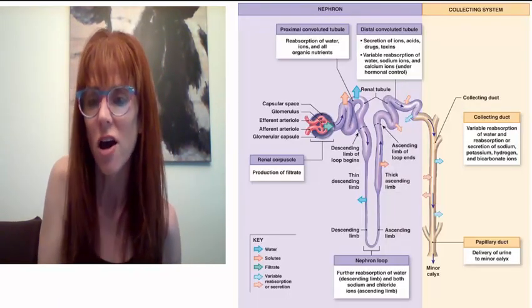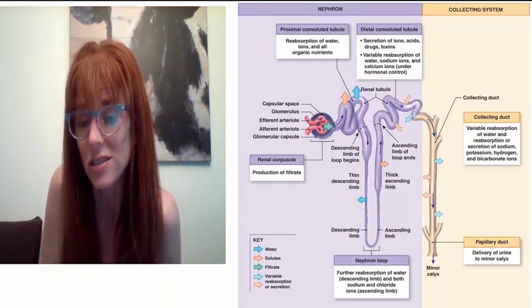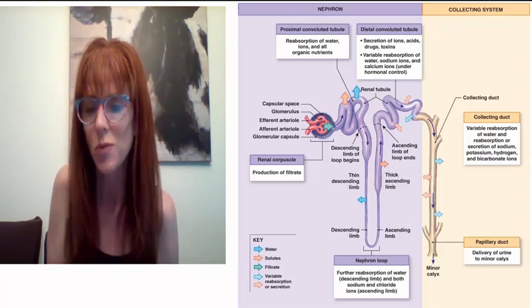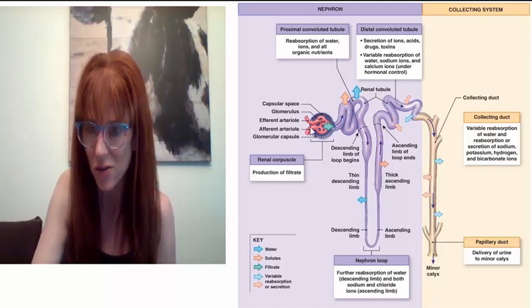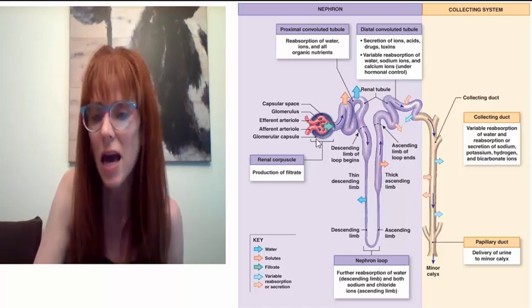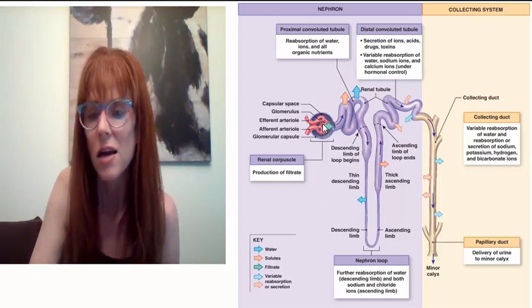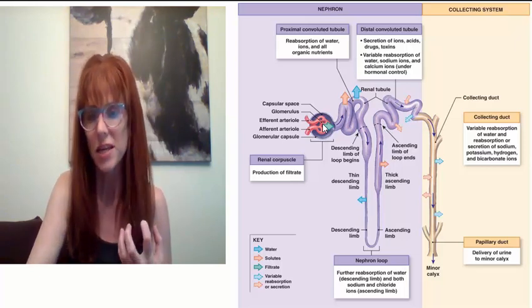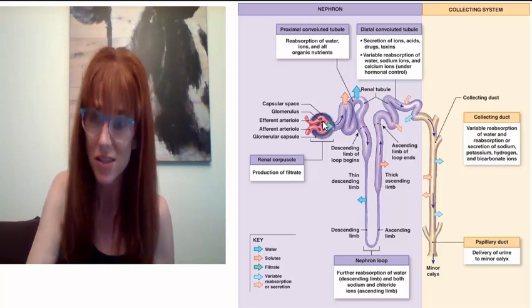Now, I mentioned the nephron was the functional unit of the kidney, and this is really what the nephron looks like. These are microscopic structures, so we cannot see them with the naked eye. But we do see a blood vessel right here. This is a little capillary bed called the glomerulus. And this is the blood vessel where the blood is actually filtered initially. And it basically is filtered based on size alone.